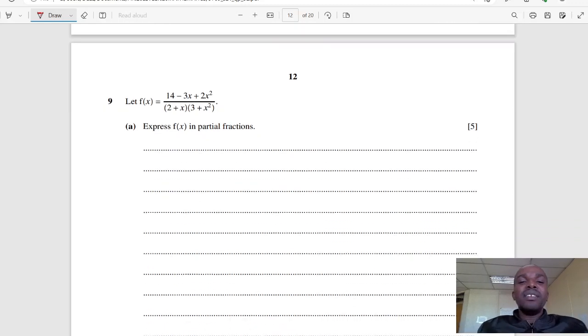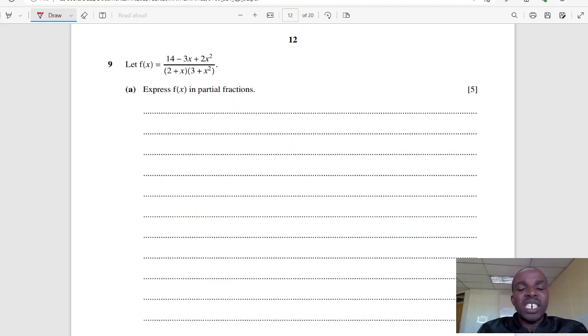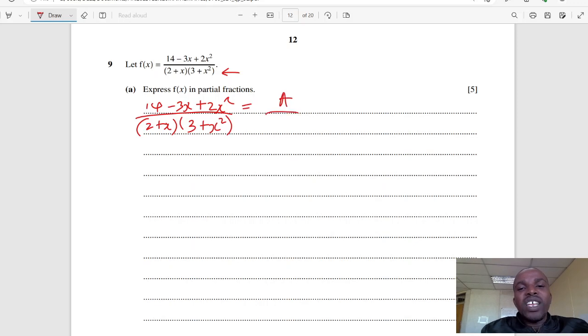There was more space down there. Right. Question number 9. Express f of x in partial fractions. We have a quadratic factor down here. So that will be bx plus c over that quadratic factor. So I can say 14 minus 3x plus 2x squared over 2 plus x, then quadratic factor 3 plus x squared, is equal to a over the linear, which is 2 plus x, plus bx plus c over the quadratic, that is 3 plus x squared, like this.